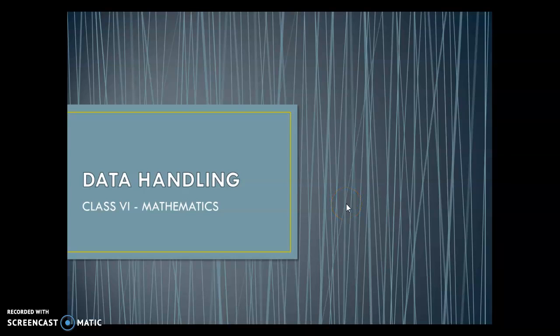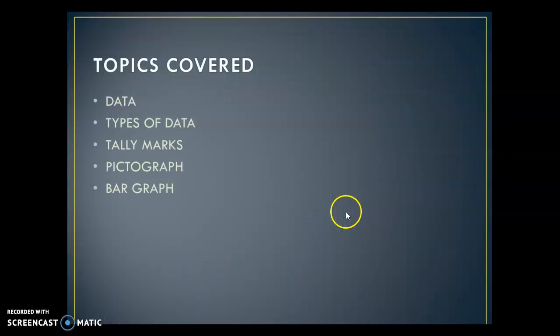Dear students, today let us see the chapter Data Handling for Class 6 Mathematics. The topics covered will be data, types of data, tally mark, pictograph, and bar graph.